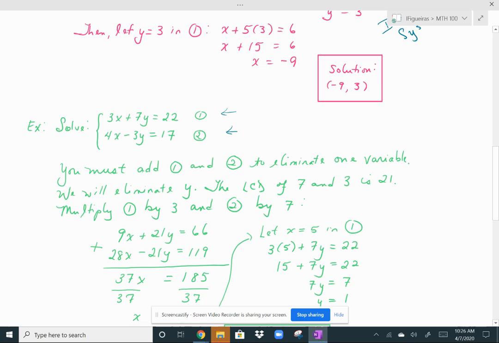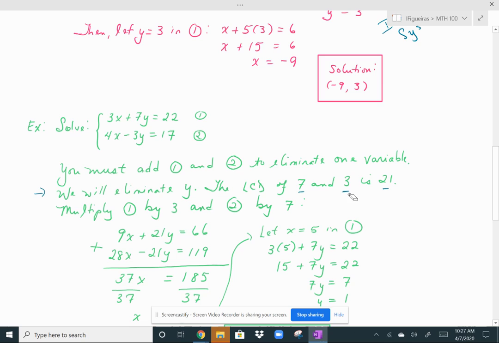Okay, so this time, in order for me to be able to add my two equations and eliminate one, I have to determine which variable I want to eliminate, and then figure out what I have to do to each equation in order for them to cancel. So I'm choosing to eliminate the y. Notice that the coefficients of y are 7 and 3. So I have to identify what the LCD of that is. The LCD of 7 and 3 is 21.